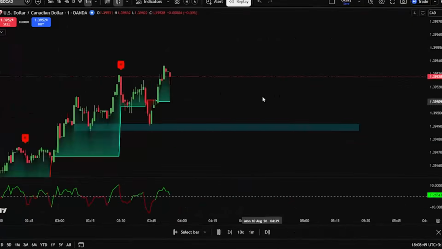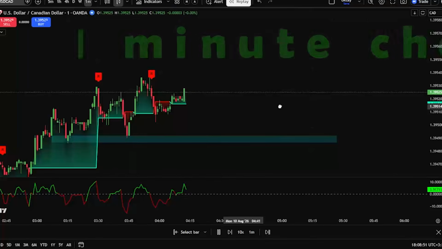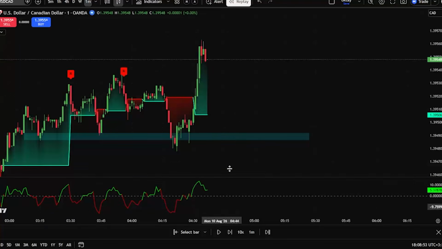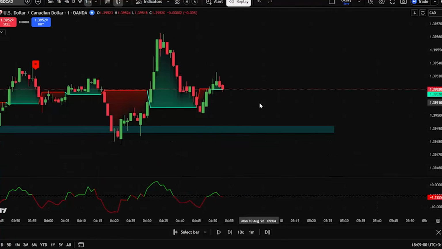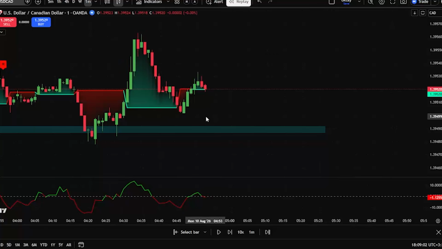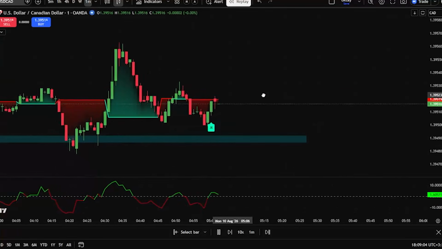Let's go fast. For this backtest, we use the 1-minute time frame and check all the signals that appear according to the rules of the strategy. The goal is not to show only successful trades. All positions, both winners and losers, are counted in the final result.